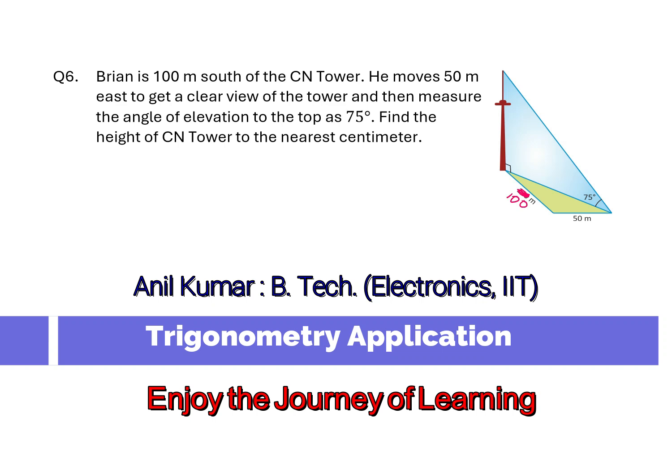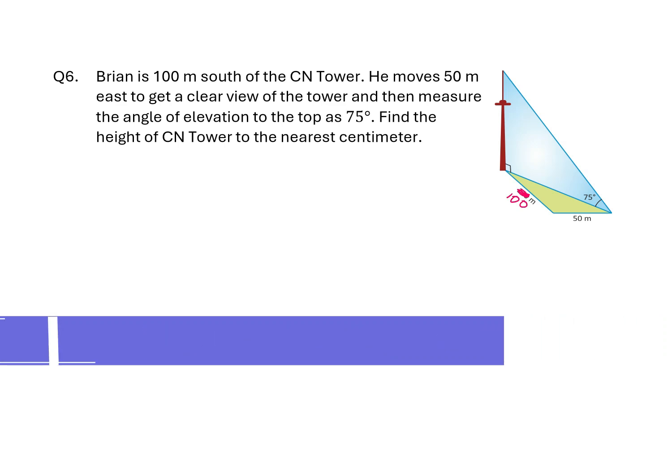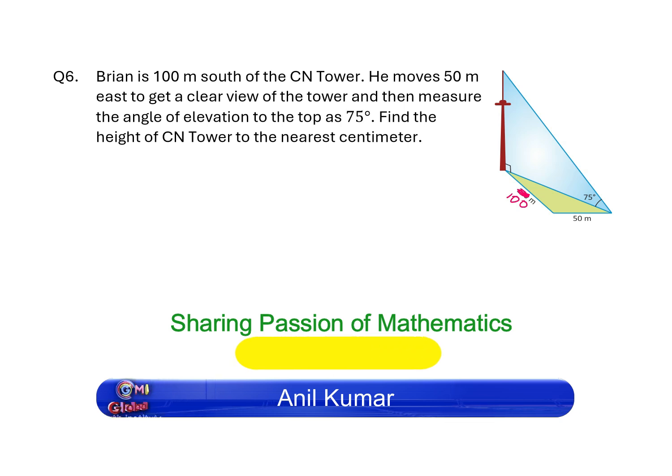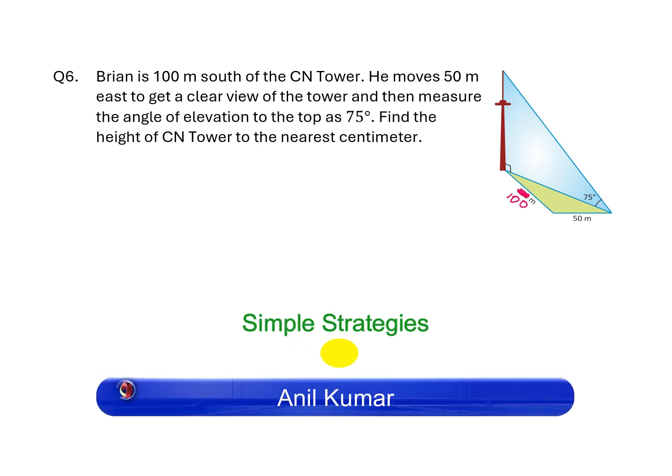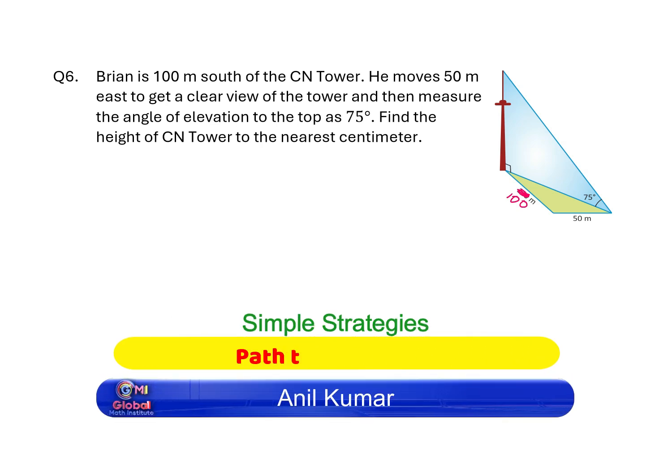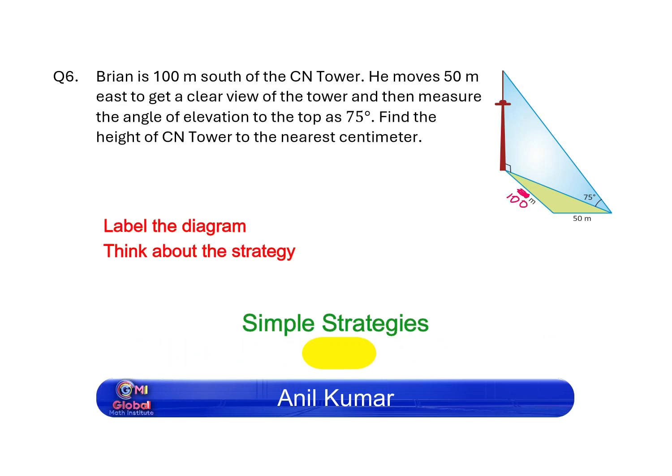Let us understand how we solve application questions. Question number 6: Brian is 100 meters south of CN Tower. He moves 50 meters east to get a clear view of the tower and then measures the angle of elevation to the top as 75 degrees. Find the height of CN Tower to the nearest centimeter.